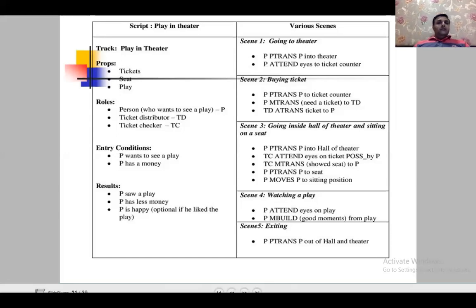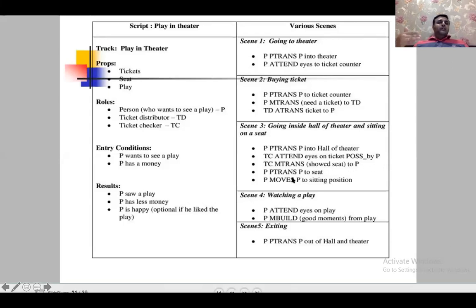Then TC is the ticket checker. He attends the eyes on the ticket possessed by the person. The person who was carrying the ticket was being attended by the ticket checker. The ticket checker then showed which seat, which row, or what is the location where he is supposed to sit and attend the play. So this ticket checker M trans and showed the seat to P, the person.